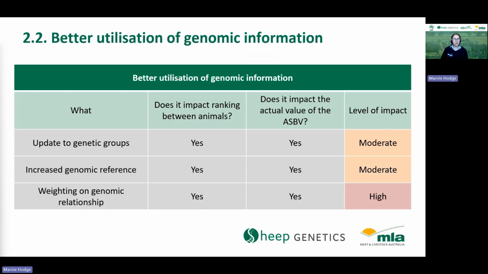So in terms of the impact of the better utilisation of genomic information, we have a moderate impact on both the ranking between animals as well as the breeding value itself when we've made updates to genetic groups. Where we've increased the genomic reference, this has a moderate impact again on the ranking between animals as well as the breeding value itself. And we have a high impact on both breeding values and ranking between animals as a result of increasing the weighting on the genomic relationship in the combined LAMBPLAN analysis.